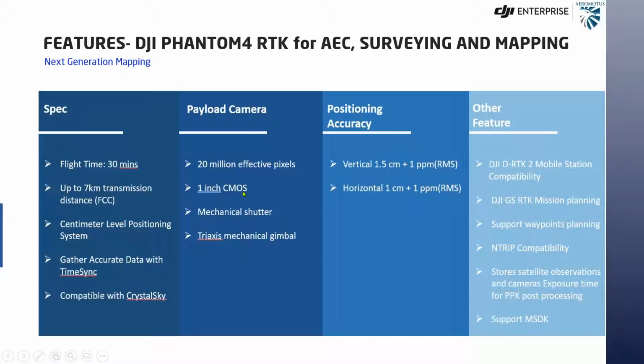20 million effective pixels, positioning accuracy of vertical 1.5 centimeter and horizontal 1 centimeter. It comes along with a DJI D-RTK base station, which helps to give corrections to the images collected on site. It supports NTRIP, and also it is able to do post-processing.